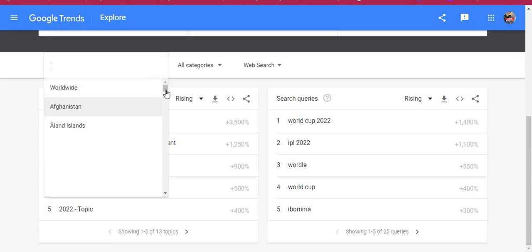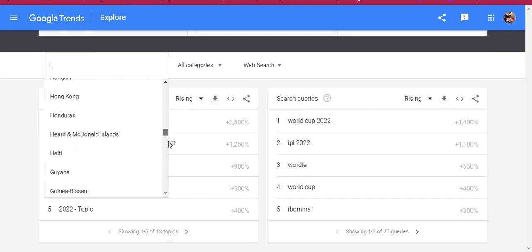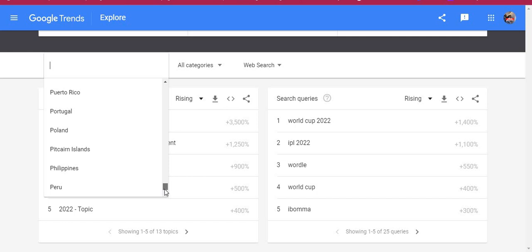Sorry, I think I need to change my system, because it keeps moving slowly. So we're going to go straight down to United States. We're going to look for United States down below right now. We're going to go for United States. This system being slow right now doesn't even let me know what exactly is going on.